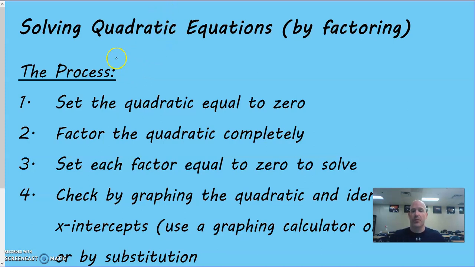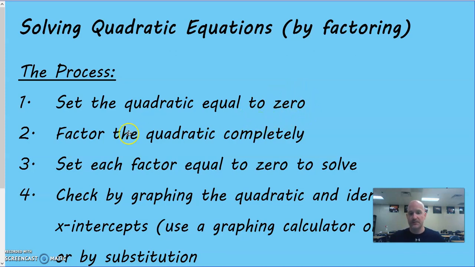All right, the process that we're going to be going through to do this is first we have to set the quadratic equal to 0. When you're just factoring, there's no equal sign. It's not an equation. You can't solve it. You can only rewrite it via factoring. But if we're solving it, we have to set it equal to 0.